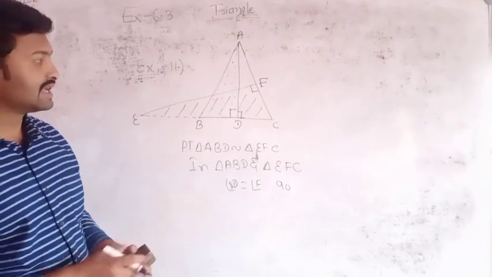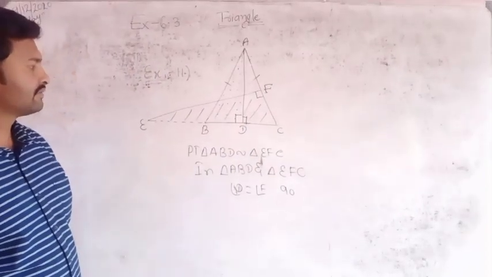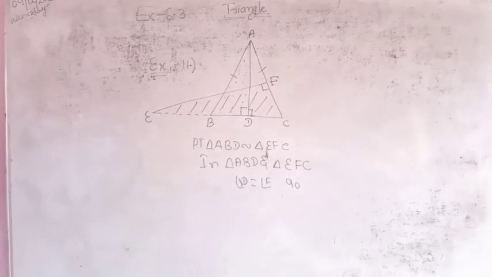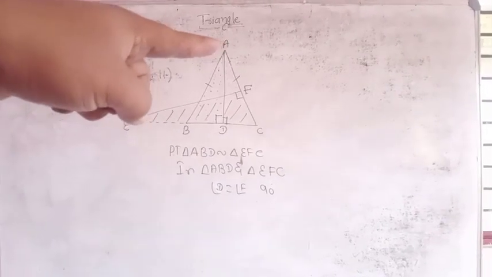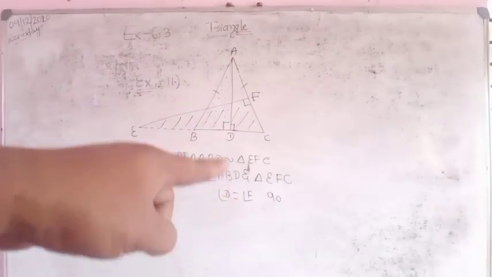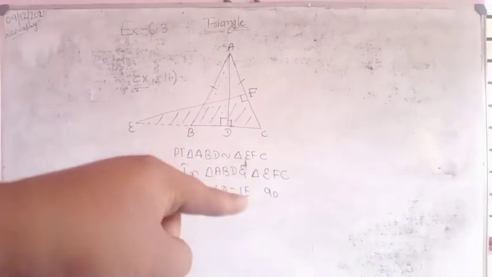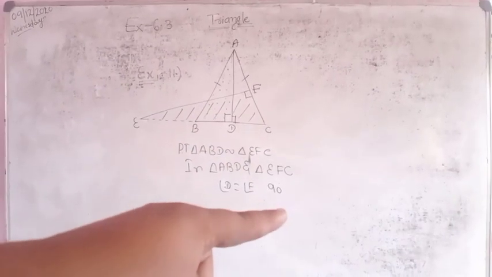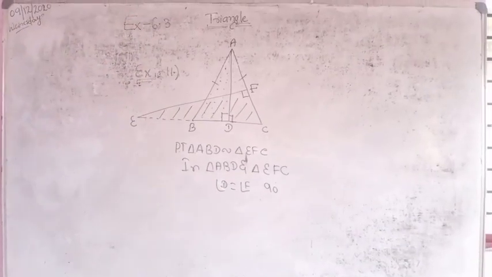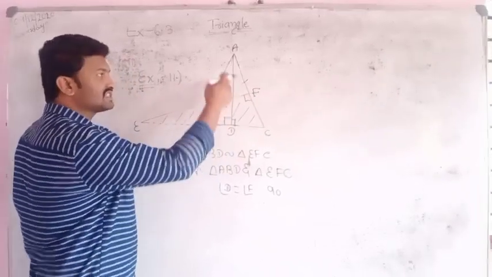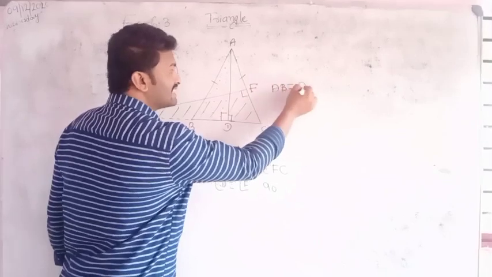Which one? He has given it in the question. Sorry for the inconvenience. He has given that in triangle ABD, D is 90 degrees, and in triangle EFC, F is 90 degrees. In both triangles, angle D equals angle F, 90 degrees. One more we will take. He has given in the question that ABC is an isosceles triangle in which AB equals AC.